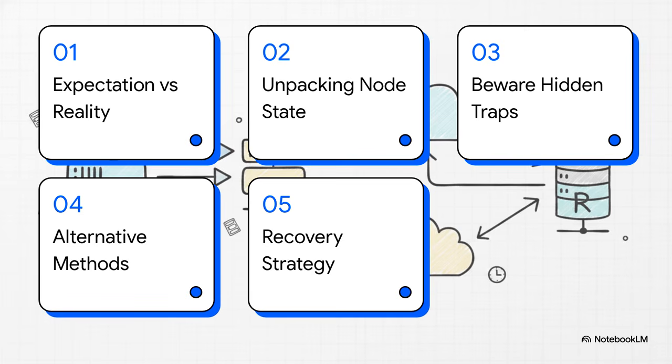1. Expectation versus reality. 2. Unpacking Proxmox node state. 3. Beware the hidden traps. 4. Evaluating alternative recovery methods. And finally, 5. A bulletproof recovery strategy. Let's get into it.